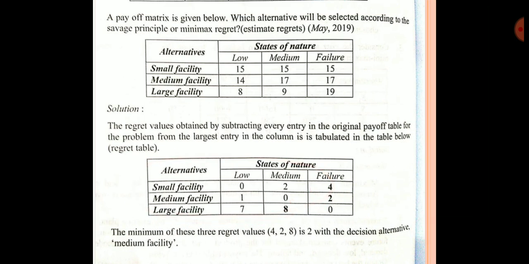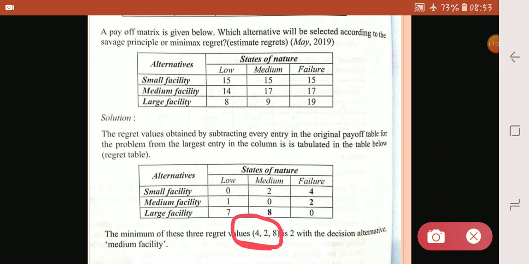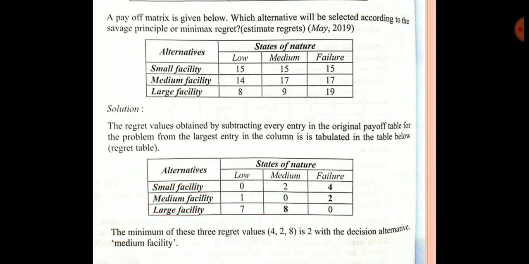Now from this maximum value you have to select the minimum value. So from 4, 2 and 8 the minimum value is 2, and this 2 is related with medium facility, and this medium facility will be chosen. This is how you solve for the Savage principle.